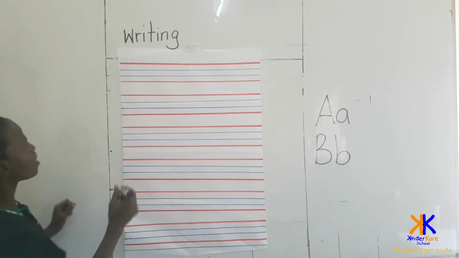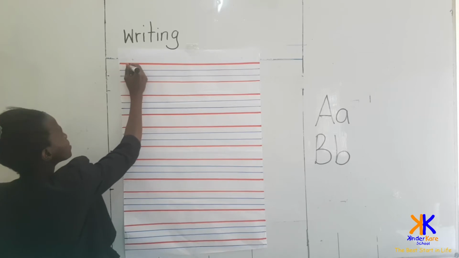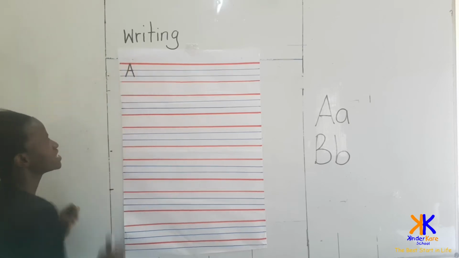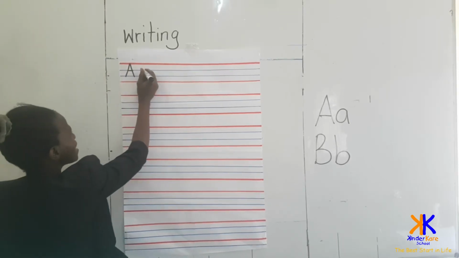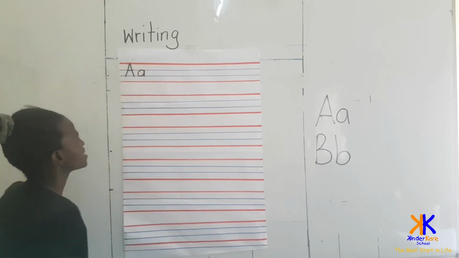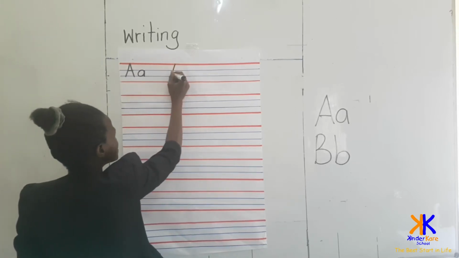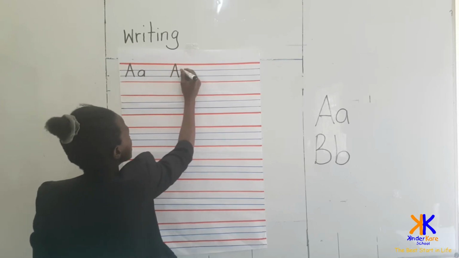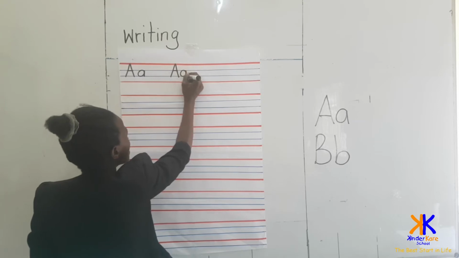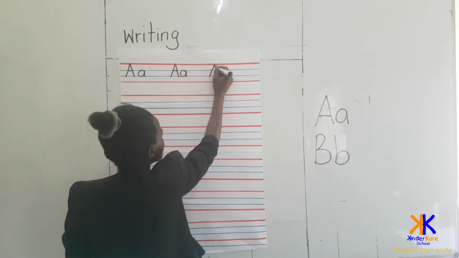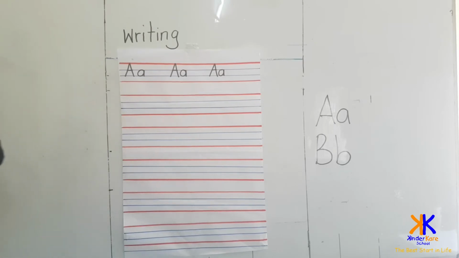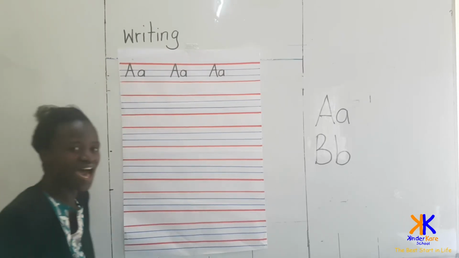So we are going to start with capital A. It goes up to the red line and sits in the middle line. And small letter A sits in the blue line. You write a round and a short stick. You continue. Red line to the blue line, the middle. And the small letter A sits in the blue line. You continue. Capital A. Small A. Good children.